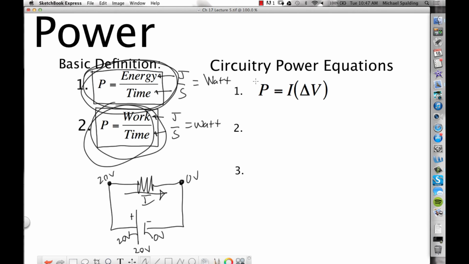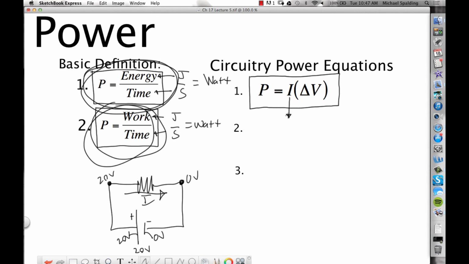Check it out. Circuitry power equations. There are 3 power equations that apply to circuits, and you have to have all 3 of them memorized for the quiz and the midterm. I'll give you the equations, but you got to have them memorized for the quiz and for the AP test. So look, memorize this first one. If you have this equation memorized, the first power equation for circuitry, you can easily figure out the other 2, which I'll show you how to do.